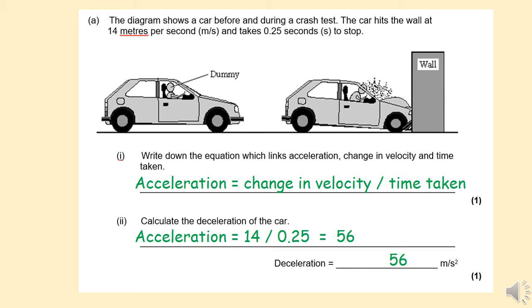The numbers you've got in the question, so the change in velocity is 14 because it's gone from 14 meters per second to stop. So the change is 14. The time is 0.25 seconds. When you do that division, you'll end up with 56 meters per second squared.